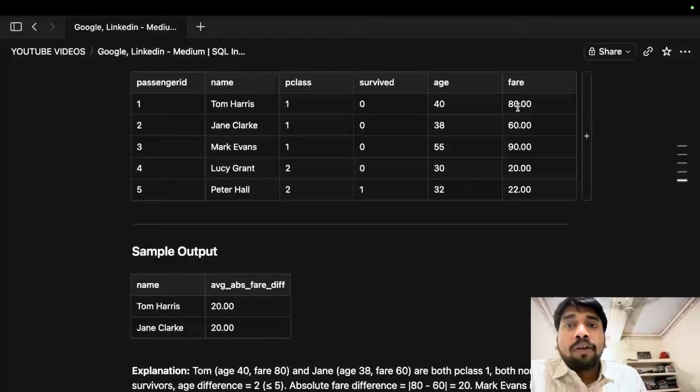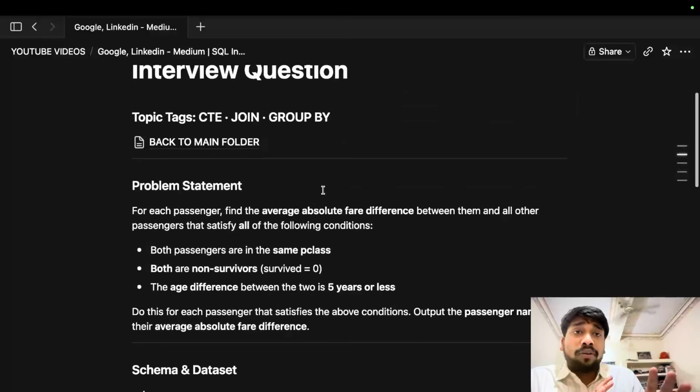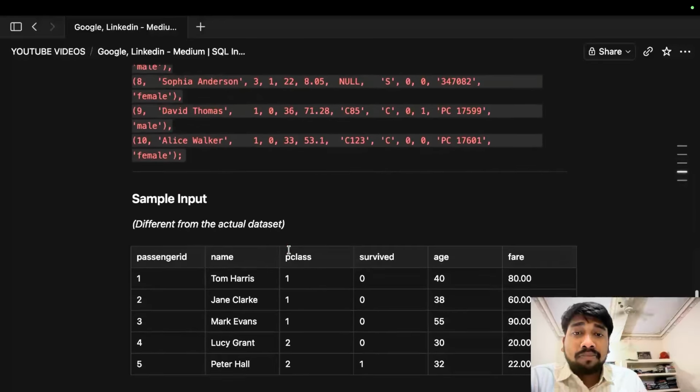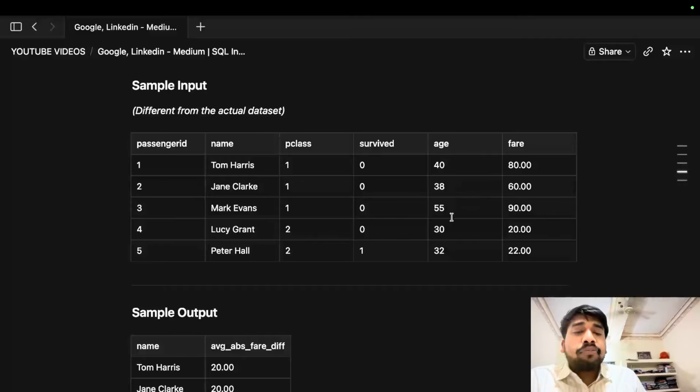And we need to find a fair difference, which is 80 minus 60, we have 20. Now Tom Harris and Mark Evans, that age difference is 15, which is not satisfying one of our 3 conditions. Just for reference, these are the 3 conditions: they have to be in the same class, they have to be non-survivors, and age difference should be less than 5 years. Here the age difference is 15 years, so we will not consider Tom Harris with Mark Evans. Similarly, for Tom Harris and Lucy Grant, their P class is different, so we can't even consider them. Also, their age difference is 10. Again, it satisfies none of our conditions.